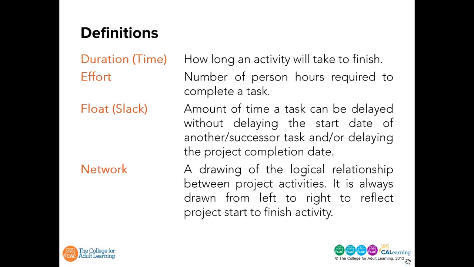Let's move to duration. Duration refers to how long or span of time an activity will take to finish. Effort, the number of person hours required to complete a task. Float or slack. Float is the amount of time a task can be delayed without delaying the start date of another or successor task and or delaying the project completion date. A network. A network diagram is a drawing of the logical relationship between project activities. It's always drawn from left to right to reflect project start to finish activity.